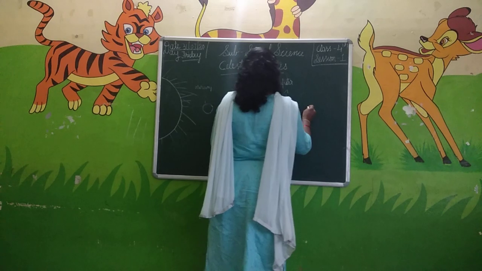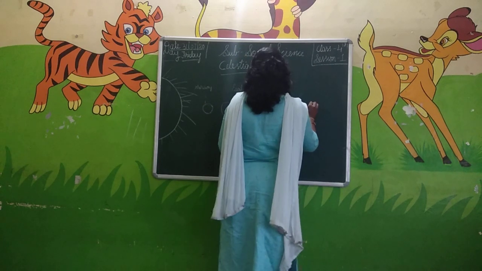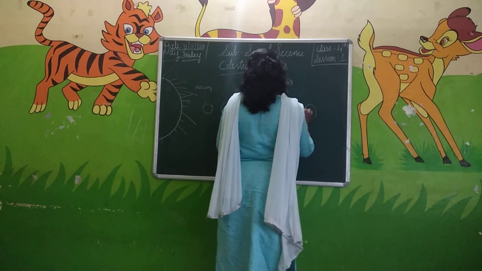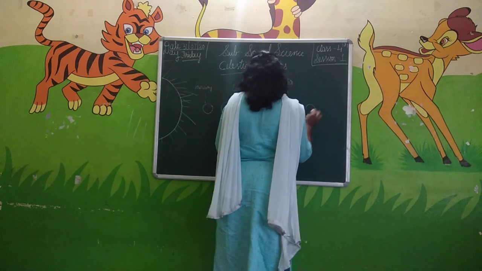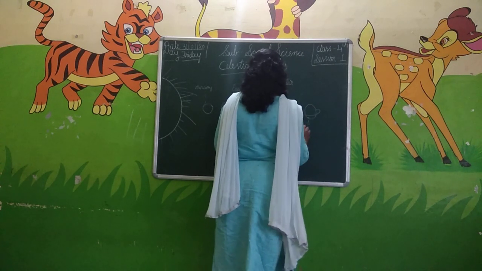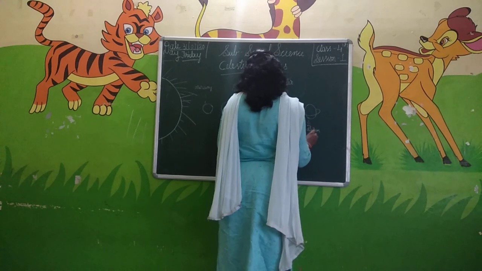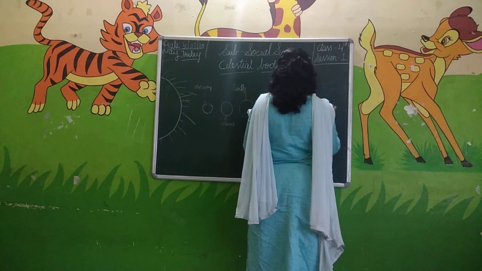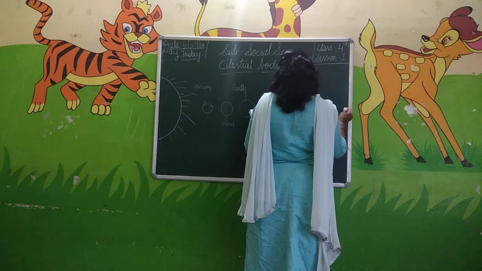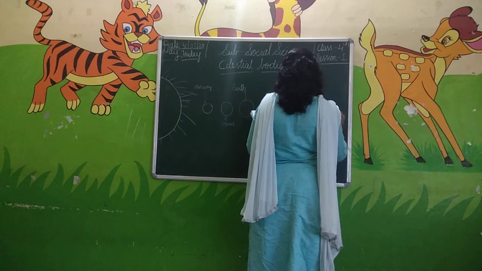Next is Saturn. It has rings. And next are Uranus and Neptune.